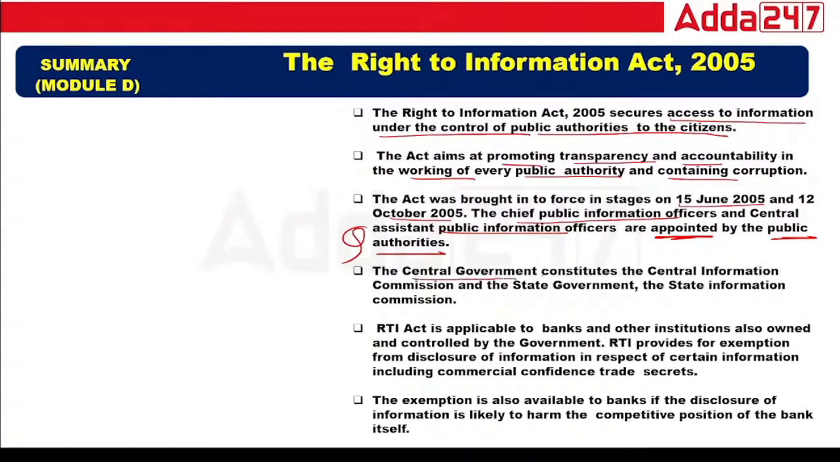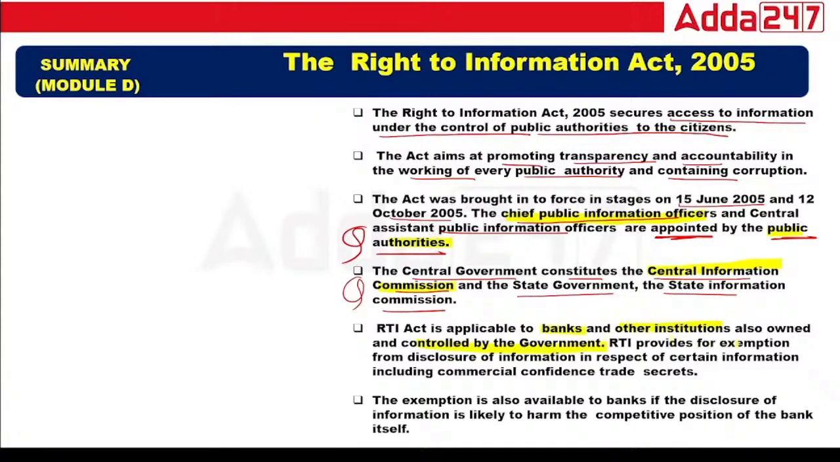The central government constitutes the Central Information Commission and the state government the State Information Commission. That is also important. Who appoints the Central Information Commission? The central government. And who appoints the Chief Public Information Officer? The public authority. RTI is applicable to banks and other institutions that are controlled by the government.